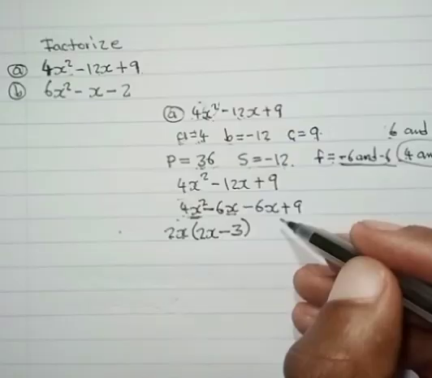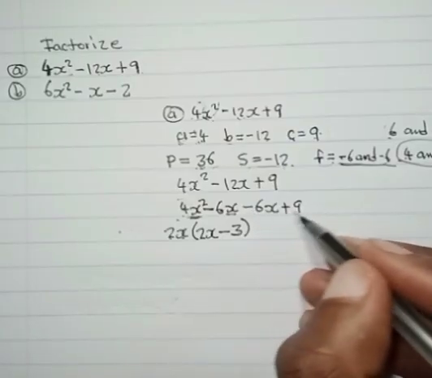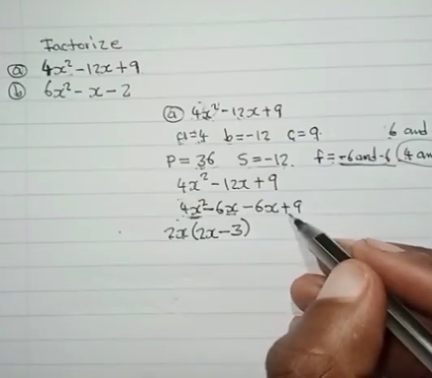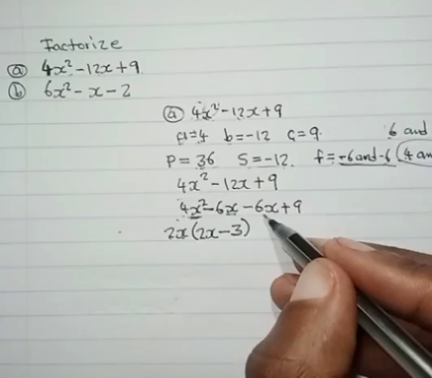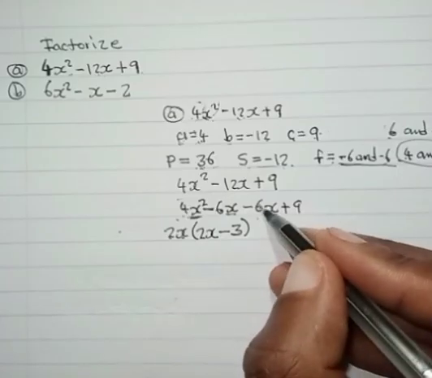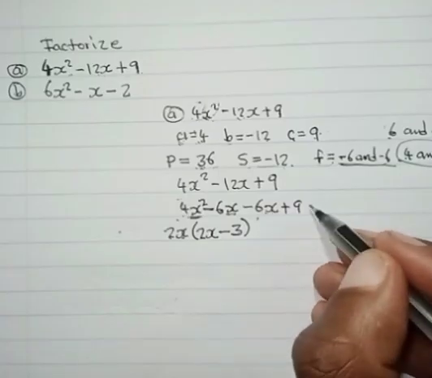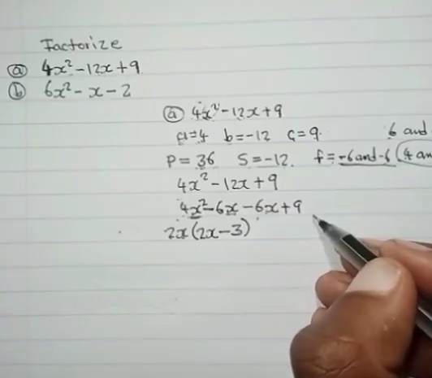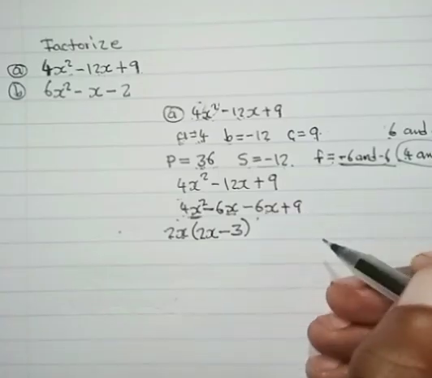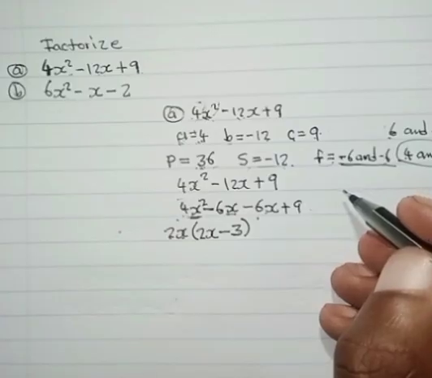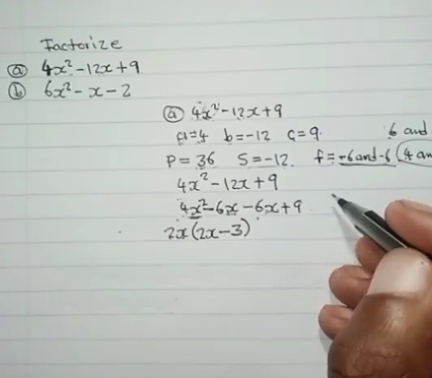On the other side, we have what's common here? So 3 is common, yes. 3 can go into 6, 3 can also go into 9. Is x common? No. We don't have x this side. So the only thing that is common is 3. Okay. So what else are we going to get?